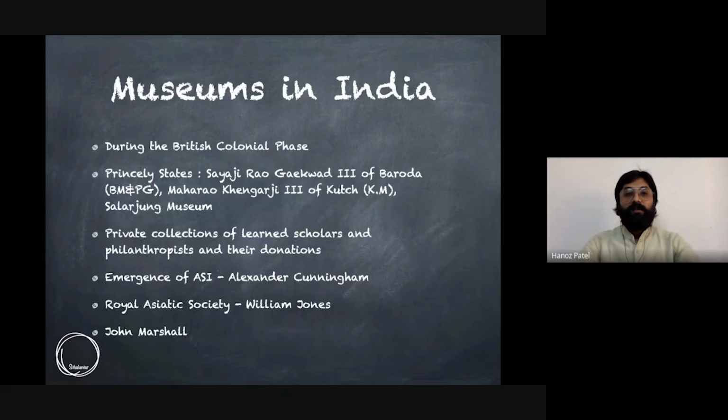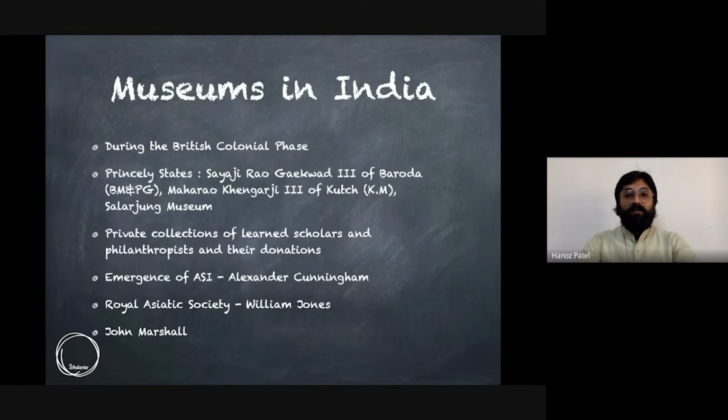And then similarly, Maharao Khengarji of Kutch also donated his entire personal or private collection to developing the Kutch Museum in Bhuj. Similarly, Salarjung Museum is the collection of the Salarjung. Salarjung is basically the chief minister, the prime minister of the Nizams. So whatever collection he had, that became the primary collection of the Salarjung Museum. This is just basically how princely states have contributed to the development of museums.